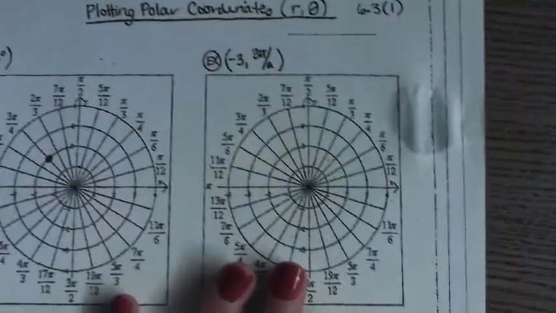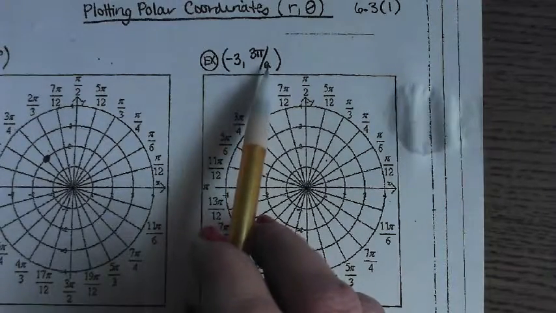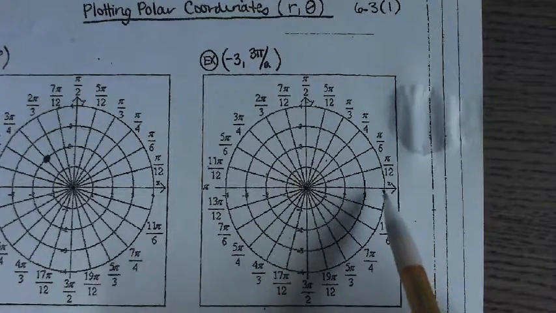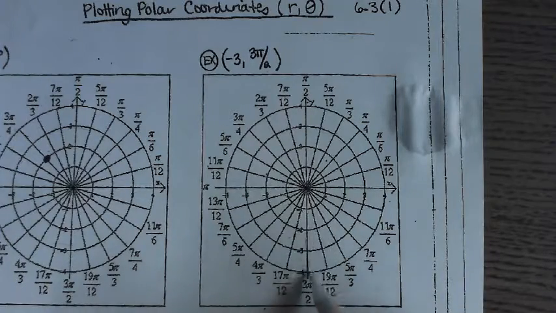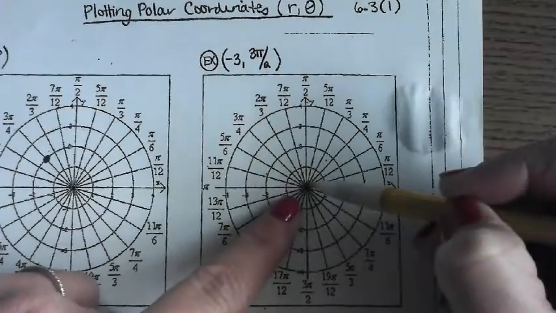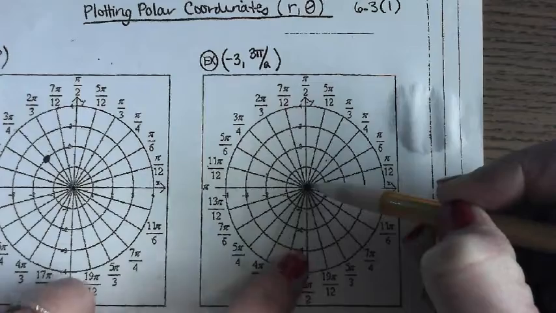The second example, so this is an angle of 3 pi over 2, which is here, right? And a radius of negative 3. So you can see it goes positive 1, 2, 3, negative 3.